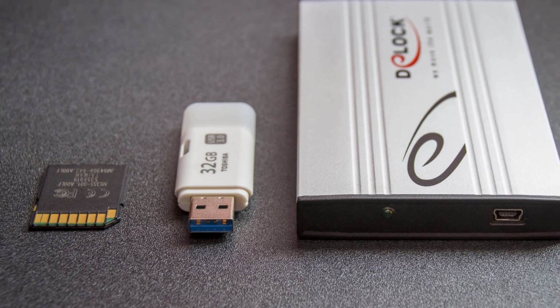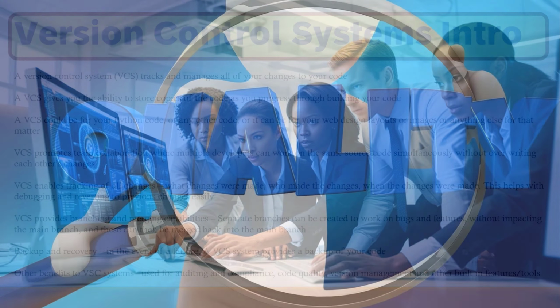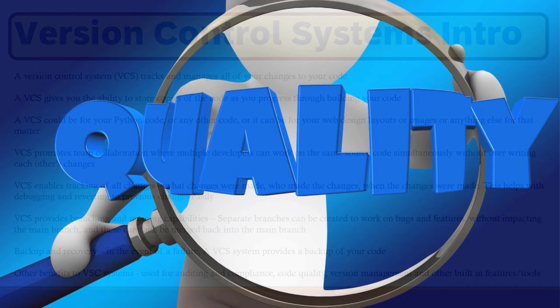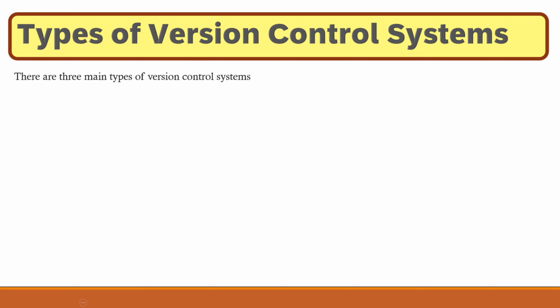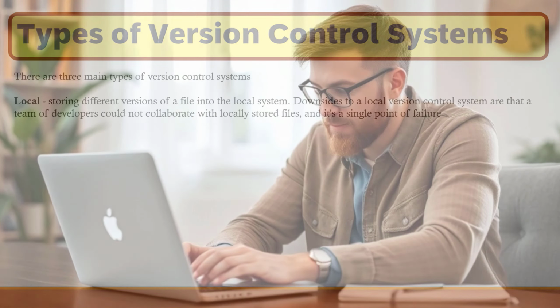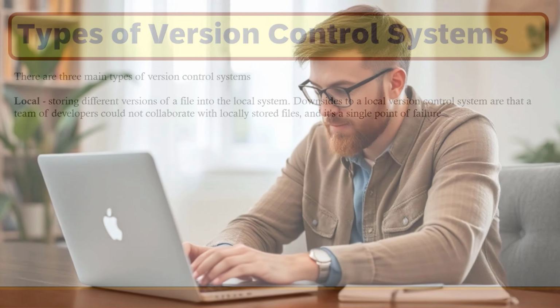And there are other benefits to version control systems, such as they can be used for auditing and compliance, code quality, of course, version management, and other built-in features and tools. Now, there are three main types of version control systems. The first one is local, so storing different versions of a file on the local system. The downsides to a local version control system are that a team of developers could not collaborate with locally stored files, and it's a single point of failure.